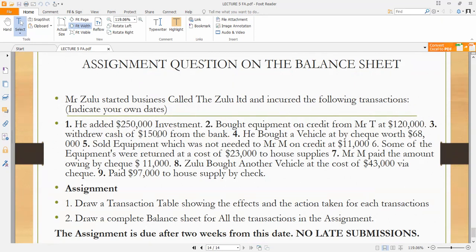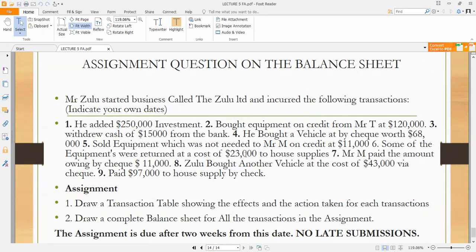Thirdly, he withdrew cash of 15,000 from the bank. Fourth, he bought a vehicle by check worth 65,000. Fifth, he sold equipment which was not needed to Mr. M on credit at 11,000 US dollars. Sixth, some of the equipment was returned at a cost of 23,000.